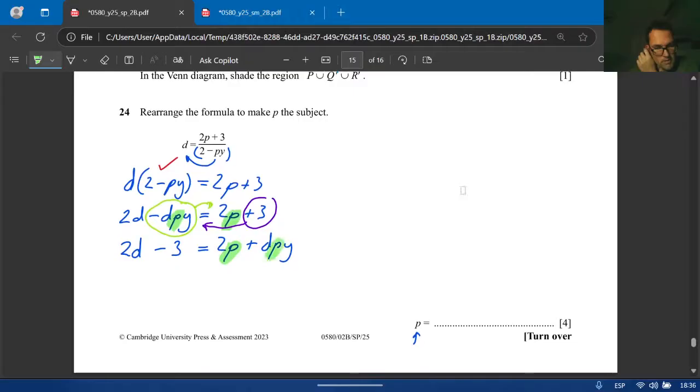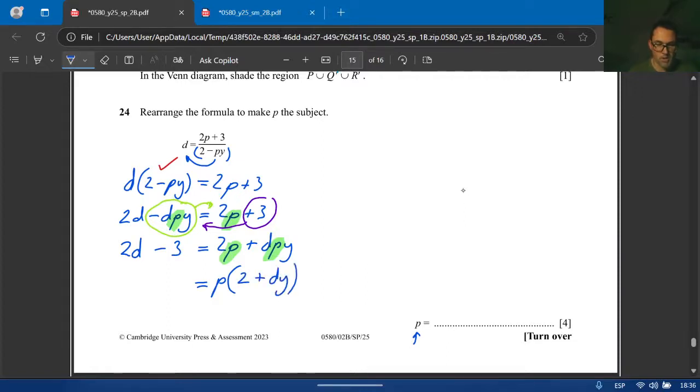Okay, what we can do now is factorize. Take this p, make a bracket, put it in front. Inside the bracket, we put the terms that are left. There's a 2, there's a plus, and a dy. Okay, so we haven't changed the equation. P times 2 is 2p, p times dy is dpy. If I expand the brackets, I still have the previous term, so everything is still correct. And on the left, I got 2d minus 3.